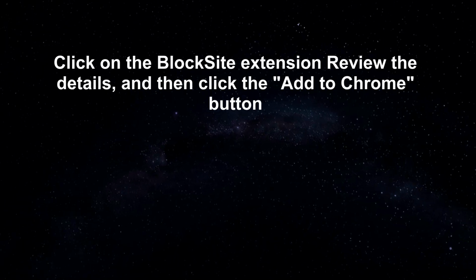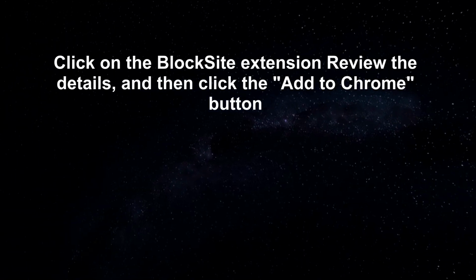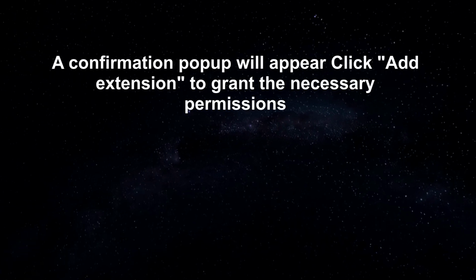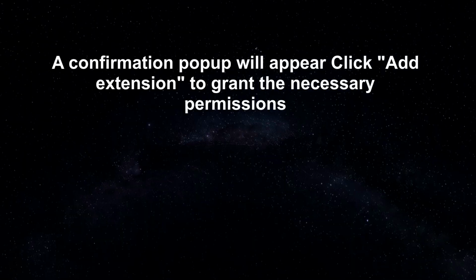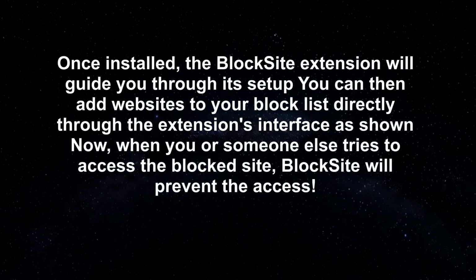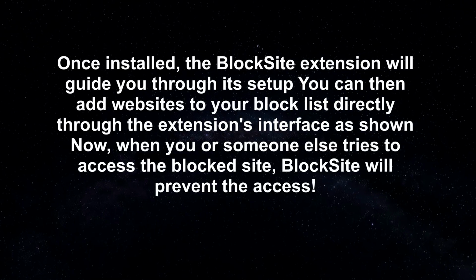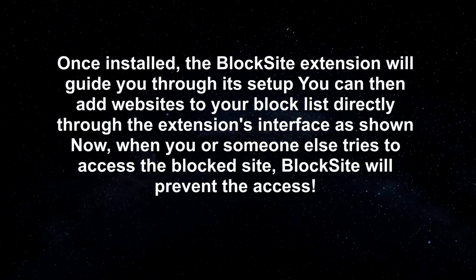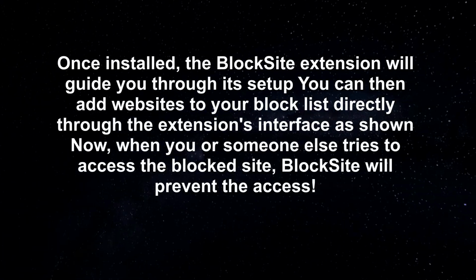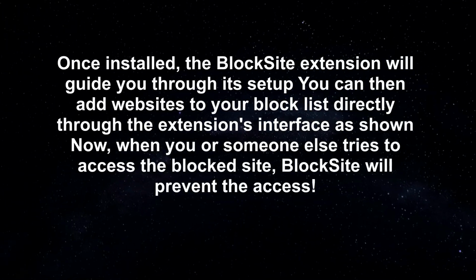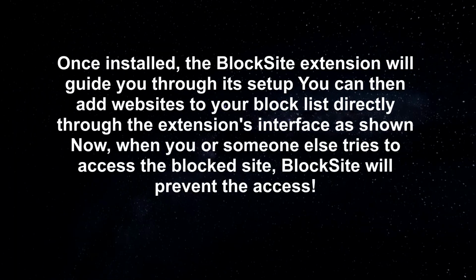Click on the BlockSite extension, review the details, and then click the Add to Chrome button. A confirmation pop-up will appear. Click Add Extension to grant the necessary permissions. Once installed, the BlockSite extension will guide you through its setup. You can then add websites to your block list directly through the extensions interface as shown now. When you or someone else tries to access the site, BlockSite will prevent the access.